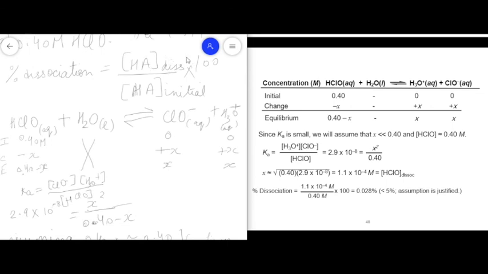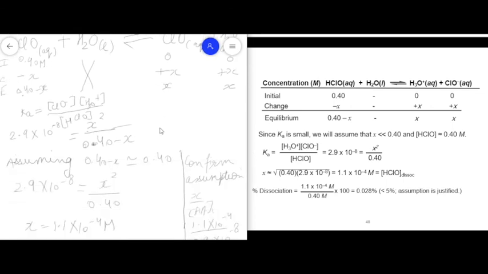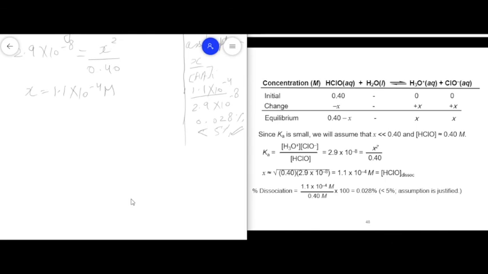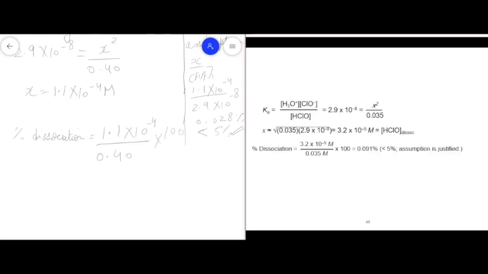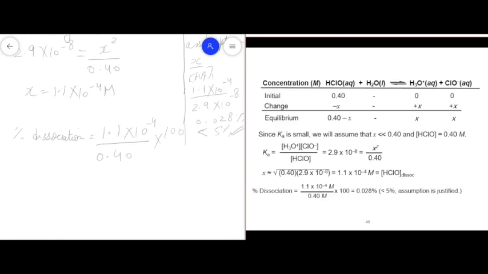So now let's plug in the numbers in dissociated over initial. So our percent dissociation is going to be dissociated amount, which is 1.1 times 10 raised to power minus 4 divided by initial amount, which was 0.40 times 100. And that would give you how much of acid has actually dissociated.